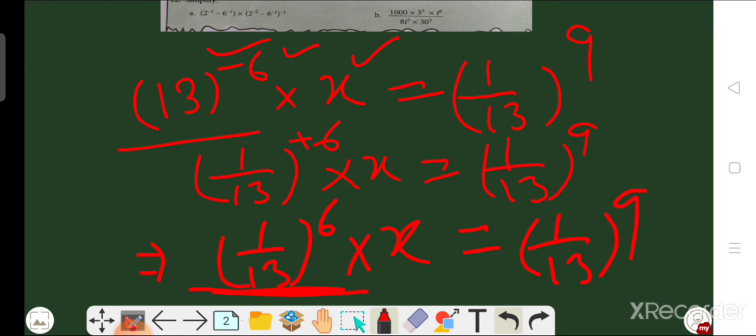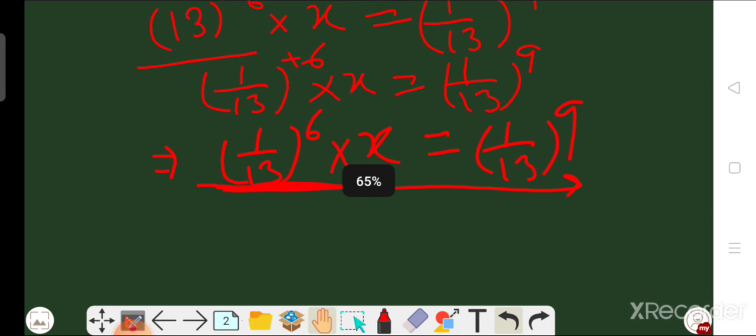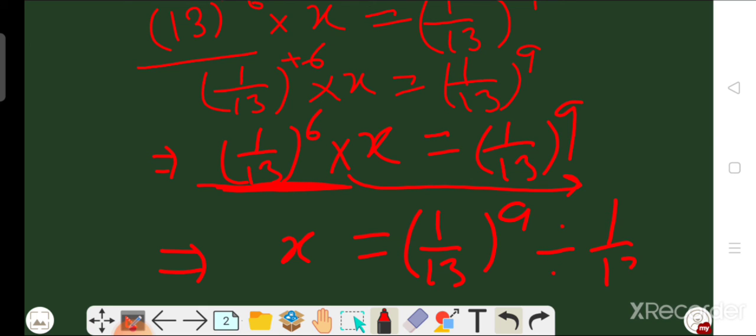So this number is here in multiplication. When we take this number to the right side of equality, it will become division. So by taking this number to the right side, we have x is equal to 1 by 13 raised to the power 9 divided by 1 by 13 raised to the power 6.